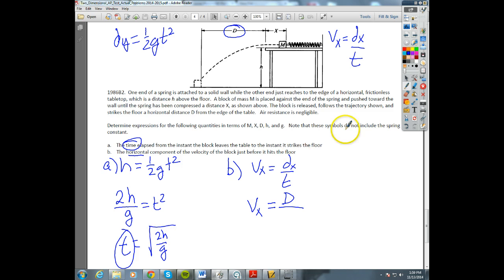So what is t equal to? That's right, you've got to use what we did here and plug it in over on this side. So now what we need on the bottom is the square root of 2 times h all over g. And that essentially is the end of this problem.